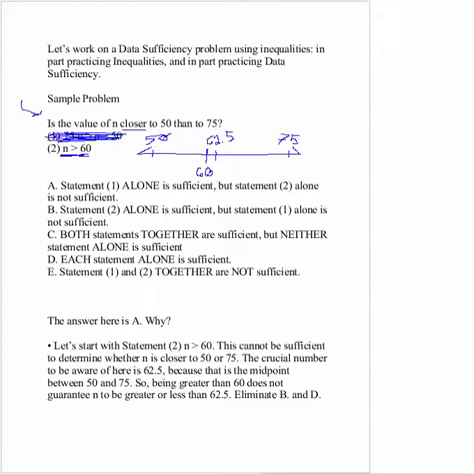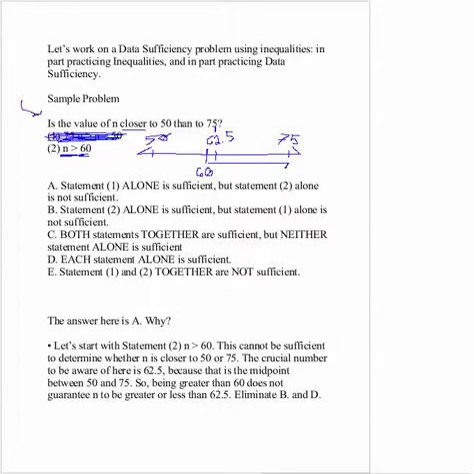Okay, we know that it's greater than 60, and we're being asked, is it closer to 50 than it is to 75? Okay, we know that it's somewhere in this region, from 60 to 75. And we know that 62.5 is the midpoint. So why is this answer maybe or sometimes?